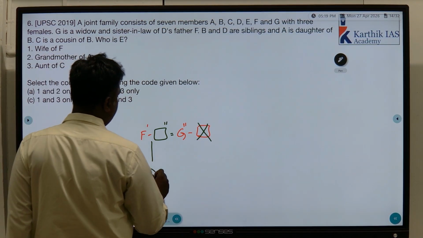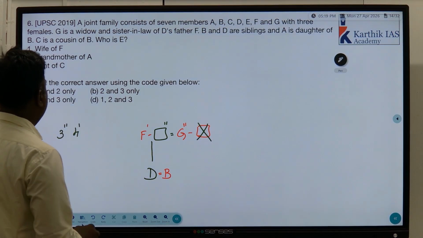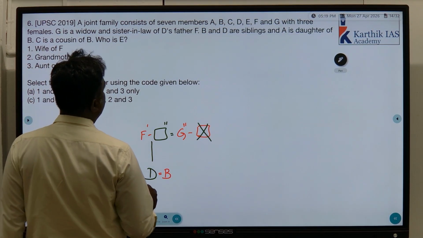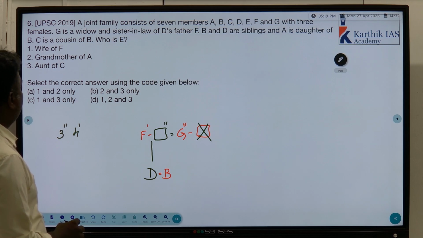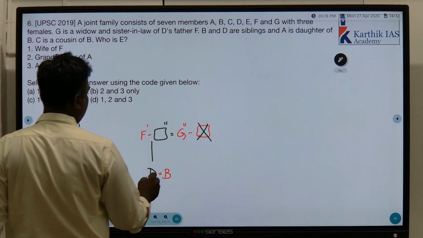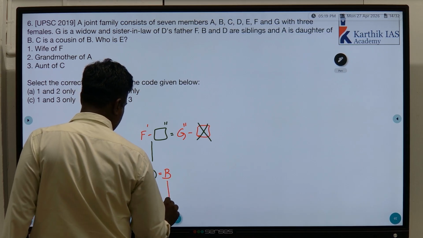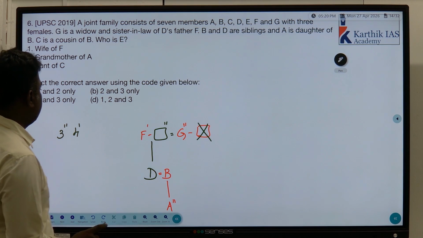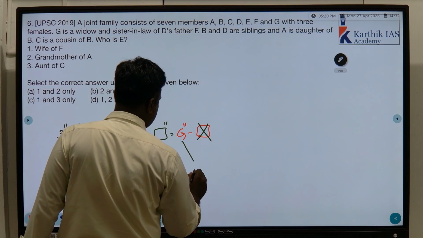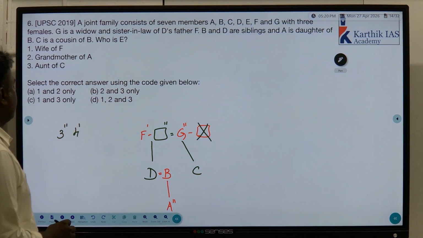B and D are siblings means B will come here. Understand? A is a daughter of B. C is a cousin of B. So C is a cousin of B. Understand? Who is E is the question.